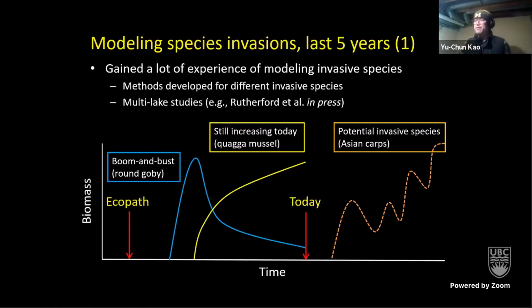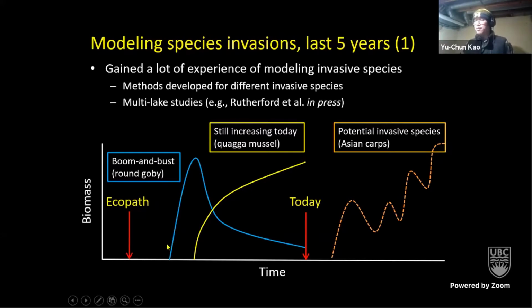So fast forward to the last 5 years, and we have a lot of experience modeling invasive species. Then we developed a slightly different method from the 5 methods I just described. Basically, we did not really develop a new method, but modified those methods based on our need. And we have 3 different scenarios of invasive species.